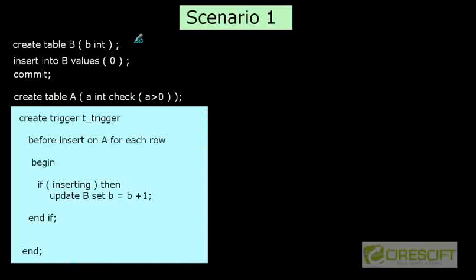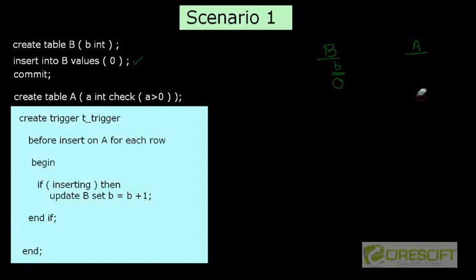In this first scenario, we have a table B, and in table B we have a column called B of integer type, and we insert a value 0. So at this point the value of B is 0, and then we have committed. Then we create another table A, and we have a check constraint in that table that the value of A will always be greater than 0. That means you can insert 1, 2, 3, 4, but you cannot insert -1, 0, and so on. All right, so that is what the constraint says.